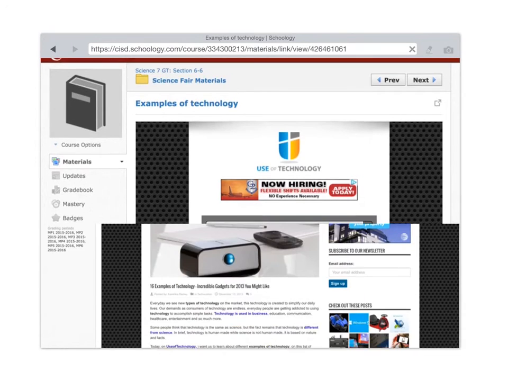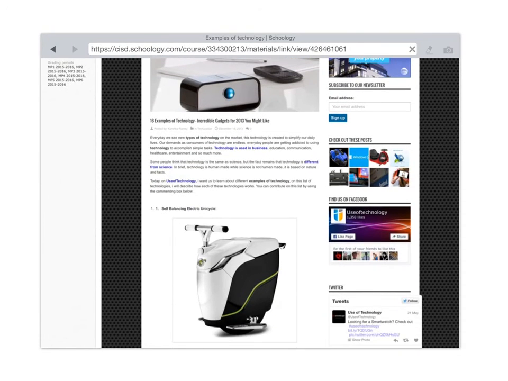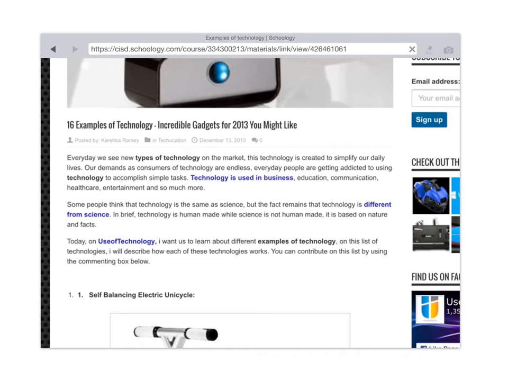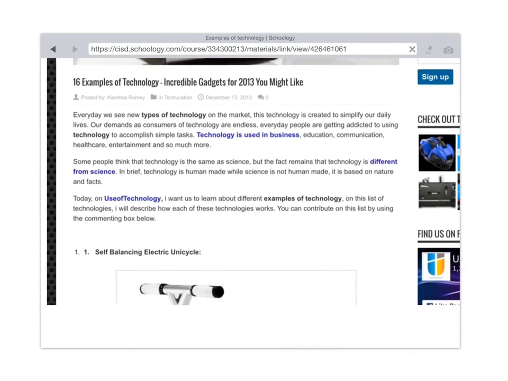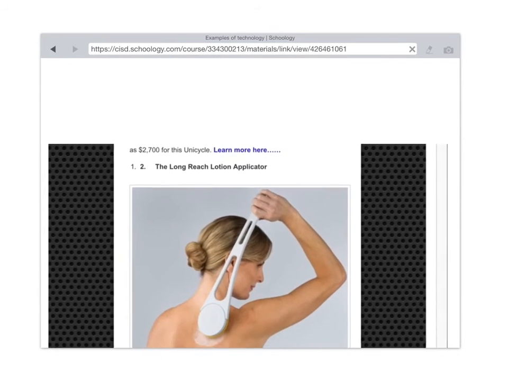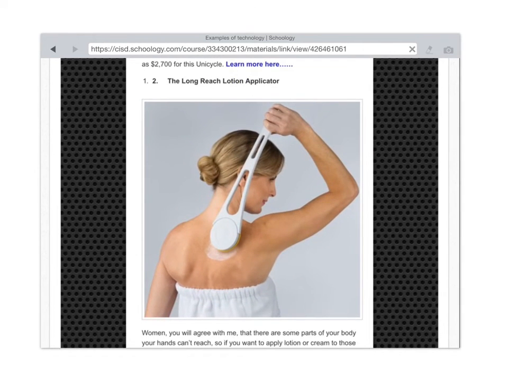I can't even read when I'm this tired. But it talks about different examples of technology, so check that out. 16 examples of technology, incredible gadgets for 2013 that you might like. So there's all different things in here. Look at that. The Long Reach Lotion Applicator. Well, that's not rocket science, people. It's not a water-powered car. It's for people who keep trying to get lotion on their back and they can't reach it.